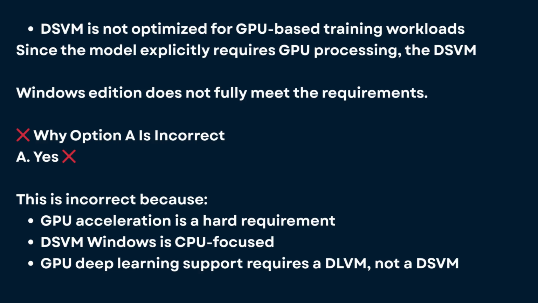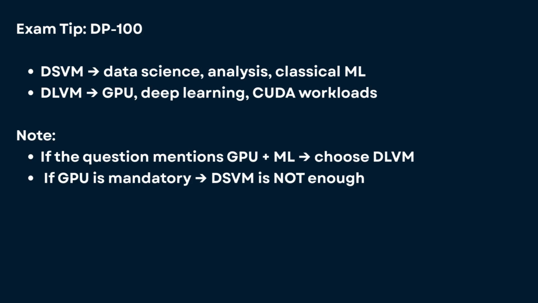Now let's eliminate the incorrect option. A. Yes. Incorrect. Because GPU acceleration is mandatory, and DSVM Windows does not guarantee GPU-ready deep learning support. Exam tip: DP-100. If a question mentions GPU, deep learning, or CUDA, the answer is not DSVM. GPU plus machine learning equals DLVM.